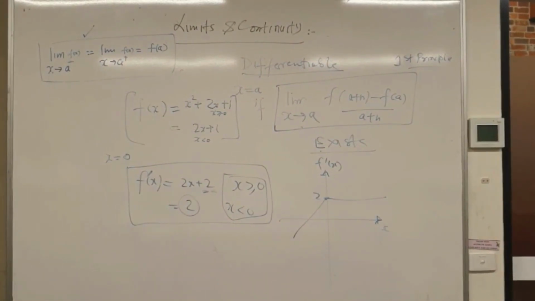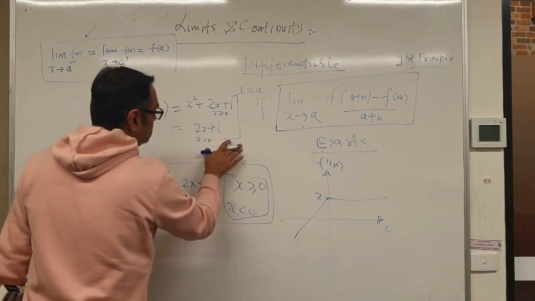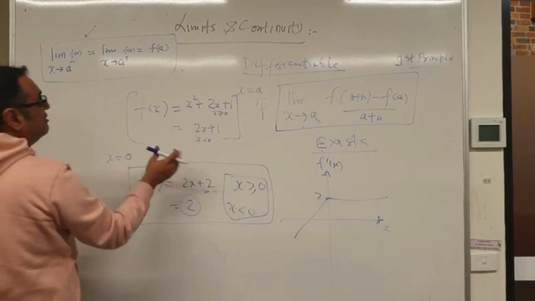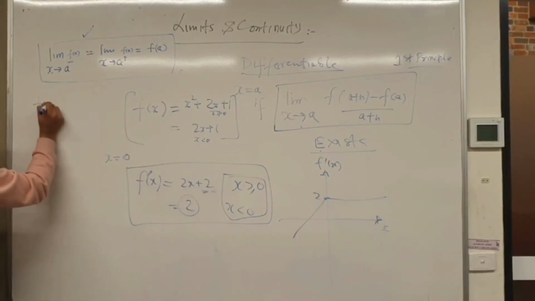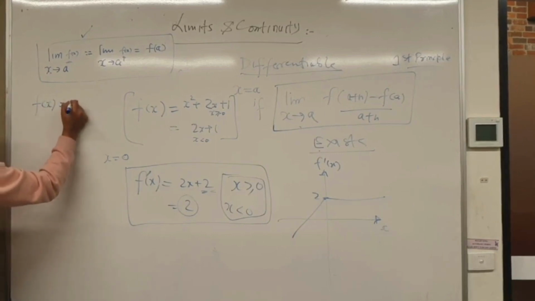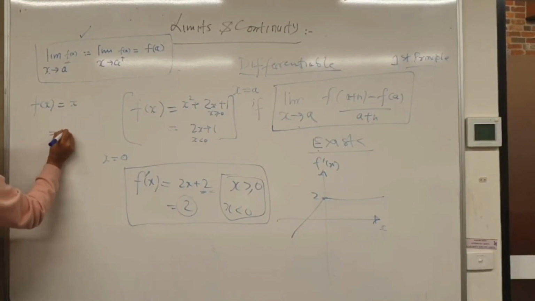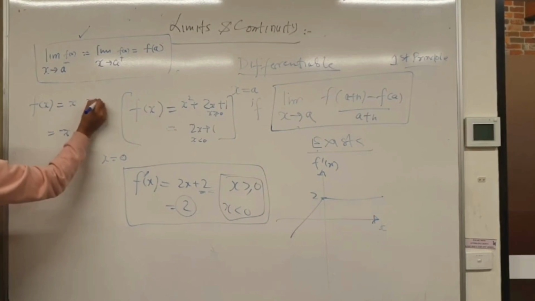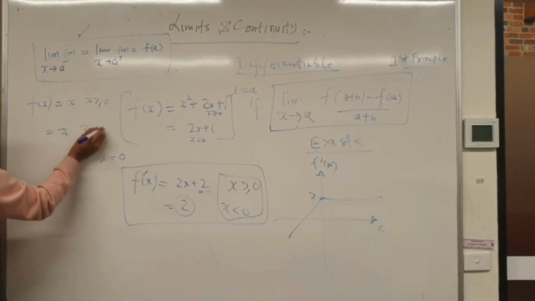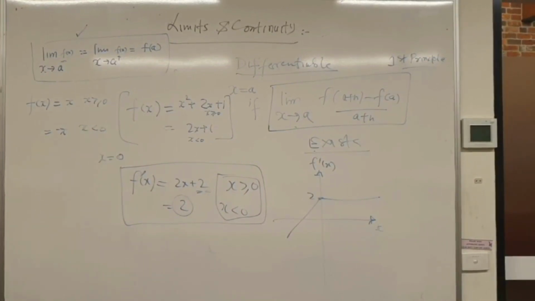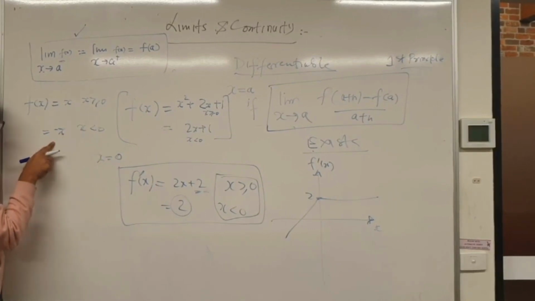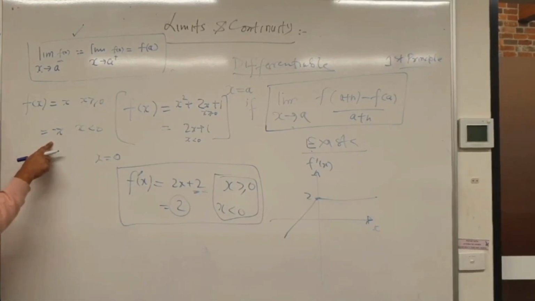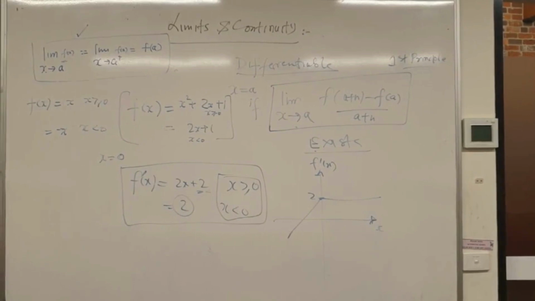Does that make sense? Now coming back to what I was trying to explain earlier, I'll explain it better with a different example. My example is f of x equals x for x greater than 0, and minus x for x less than 0. This function is continuous at x equals 0.